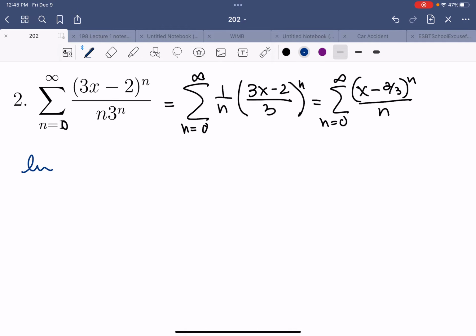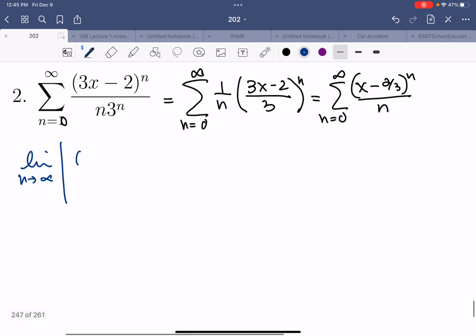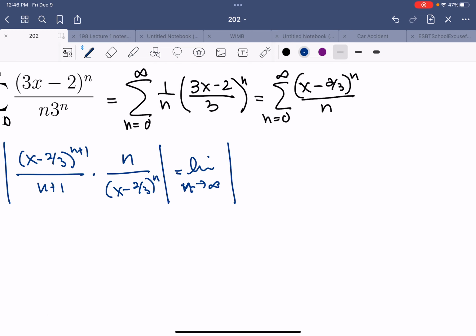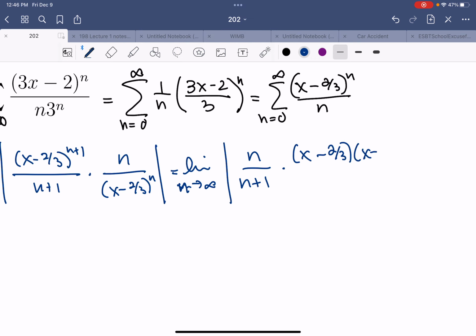So if we take the limit as n goes to infinity of (x − 2/3)^(n+1) over n+1, and I'm going to right away flip it upside down. So I'm going to have the original upside down, n times (x − 2/3)^n. And I'm going to do two things here. I'm going to rearrange so that my n's are together, and I'm going to pull out one of the (x − 2/3). So I'm going to put the n over the n+1, and I'm going to make this (x − 2/3) times (x − 2/3)^n. And then I'll be allowed to cancel my (x − 2/3)^n.